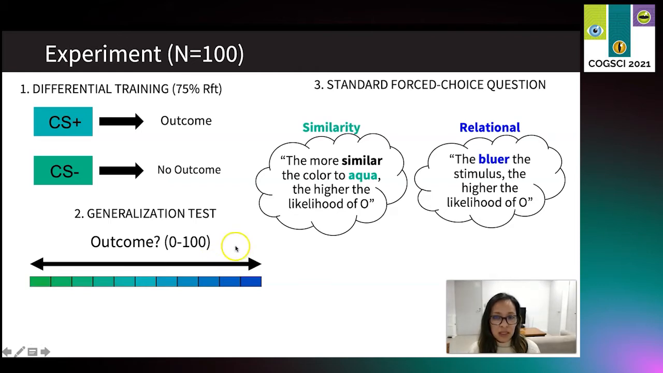We then administered our standard forced choice question. So we present participants with these similarity and relational options, and we get participants to just choose which one they think is most true. But the novel feature of this experiment was that after that, we then assessed participants' beliefs in each of the similarity and relational rules. And we didn't constrain these, so participants could actually give maximal ratings for both similarity and relational options.